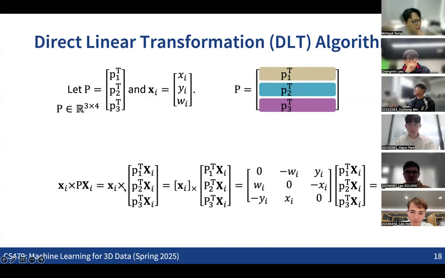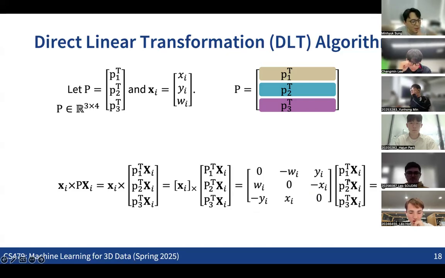Based on that, if we calculate the cross product of these two, as we have seen in the previous slide, it becomes identical to multiplying by the skew symmetric matrix right here. This is the equation for a single correspondence. And based on that, we want to calculate P1, P2, and P3 that satisfy this multiplication being 0, right? Clear?